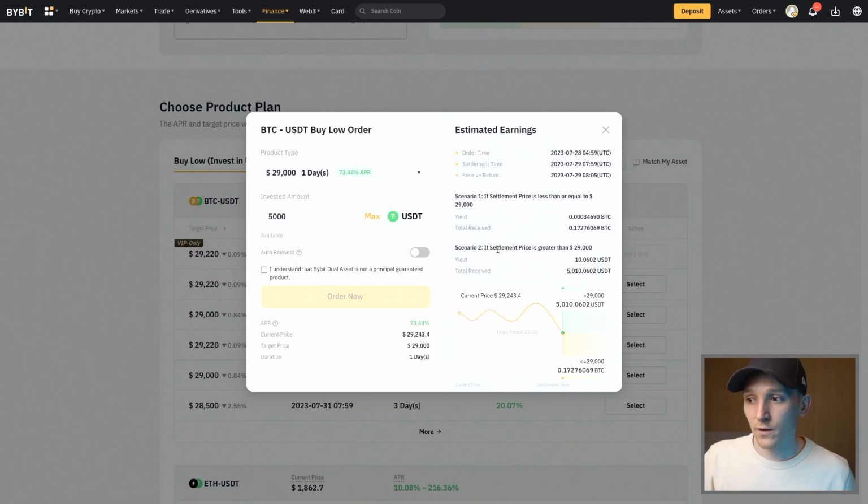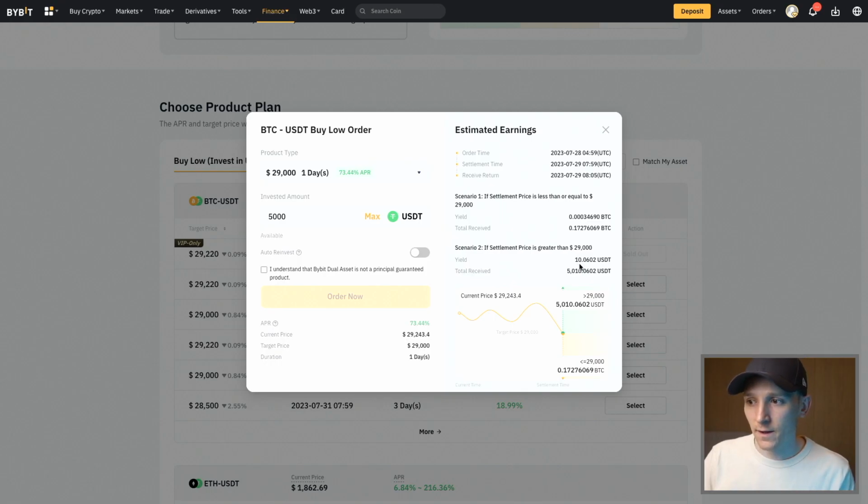Now, if the settlement price, so that is the actual price of Bitcoin in the market on the day that this contract expires, if it's above 29, there's no way they're going to sell to you at 29 because they can just sell in the market for 30. So they're not going to sell anything to you.